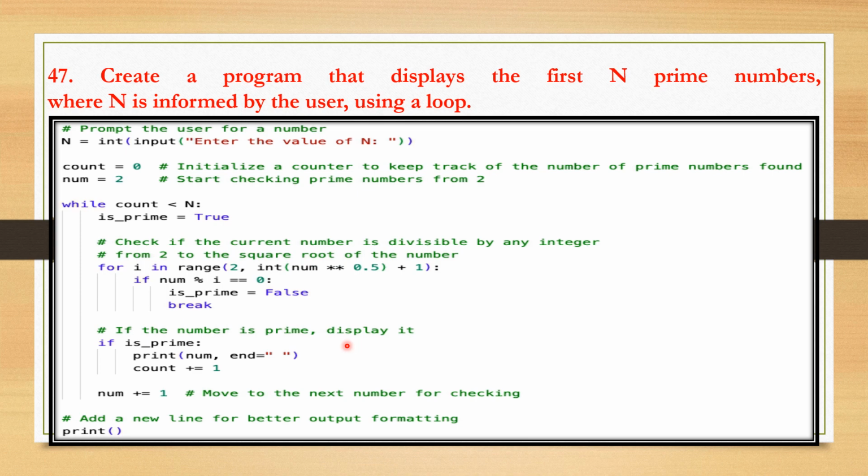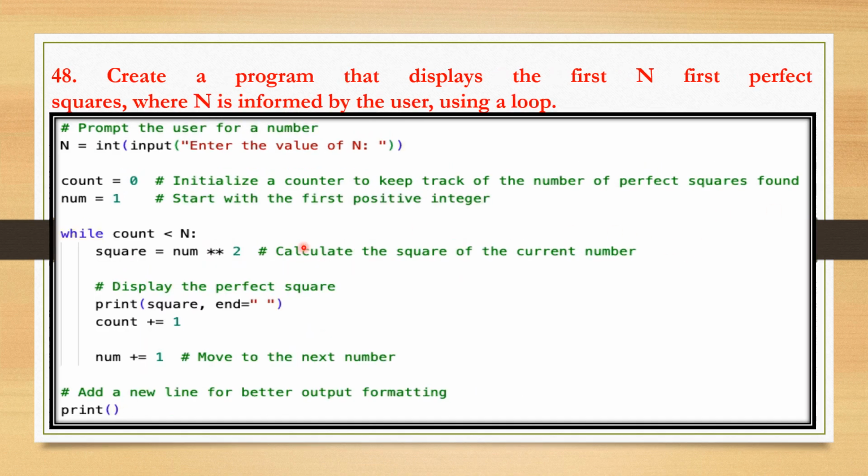And after the loop, we use the print function without any arguments to add a new line, which improves the output formatting. The next program is to display the first n perfect squares, where n is informed by the user, using a loop.